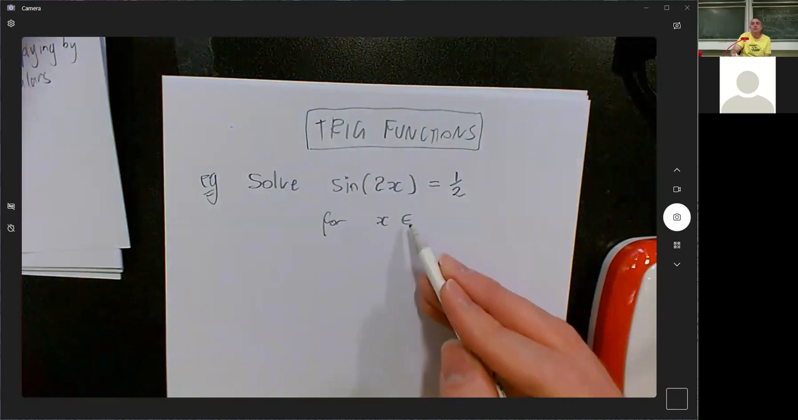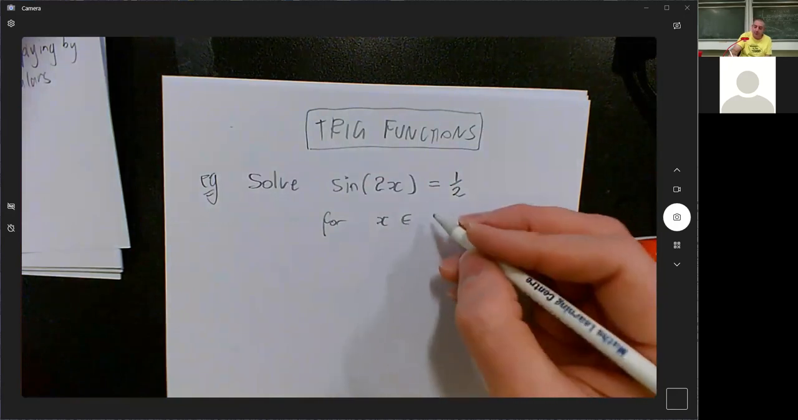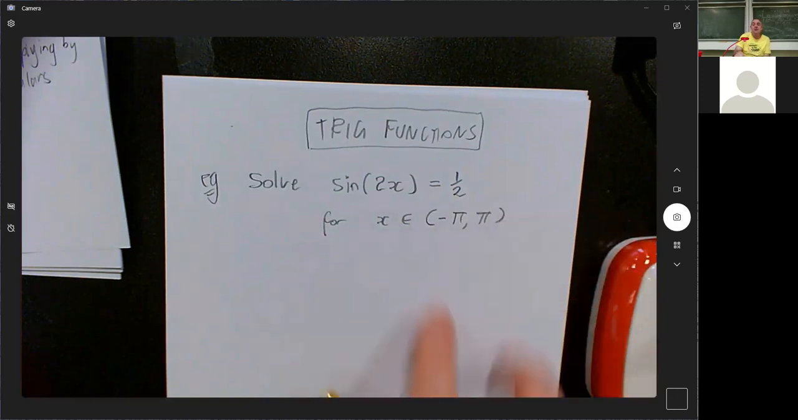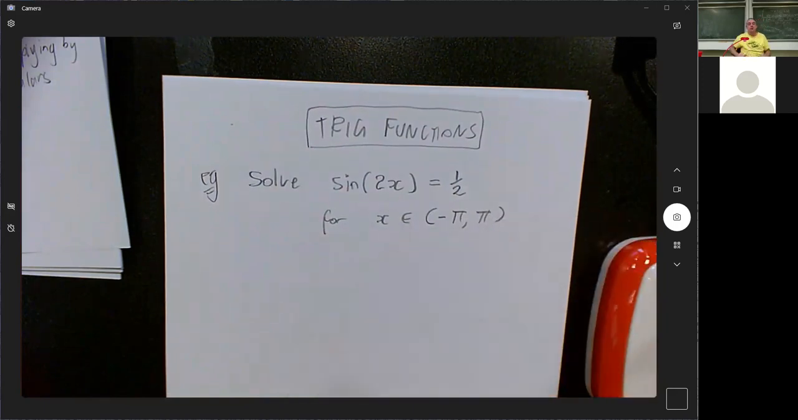Do they write this symbol like that? Is this a thing that they write in this course? Okay, cool. So solve sine of 2x is equal to a half for x in the interval from minus pi to pi.